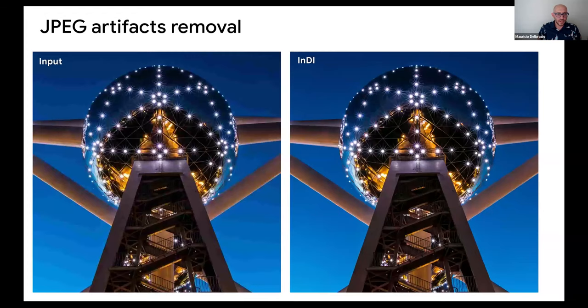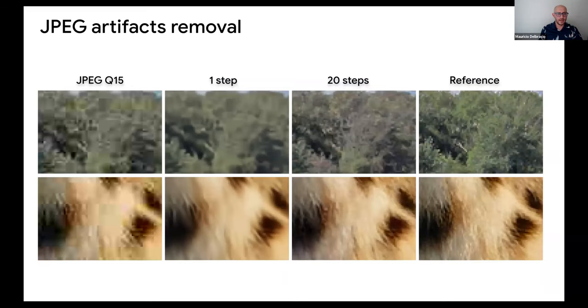So again, we can train a model to remove JPEG artifacts, right? And the good thing about this formulation is that what we only need is pair data. We don't need an analytical specification of the degradation. Given the pair data, we just can train a model by simulating this intermediate XT, right? Again, here you can see some crops on the JPEG artifact removal task. You can see that if we do one step, you get a reconstruction that is pretty blurry. If you do more steps, you start seeing much more details.